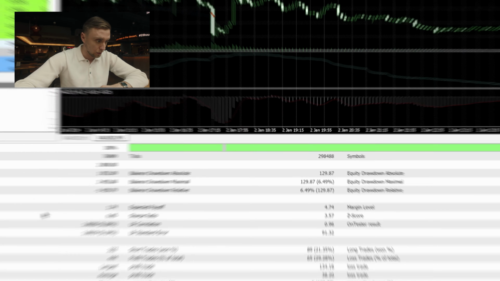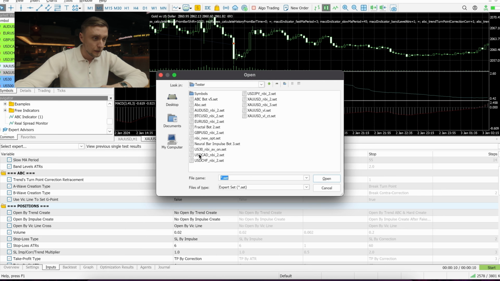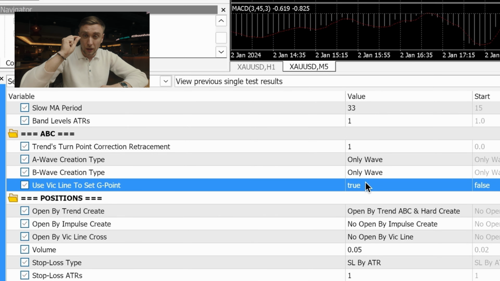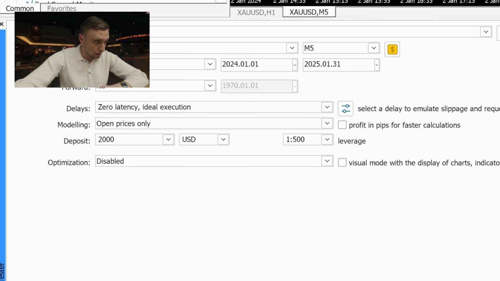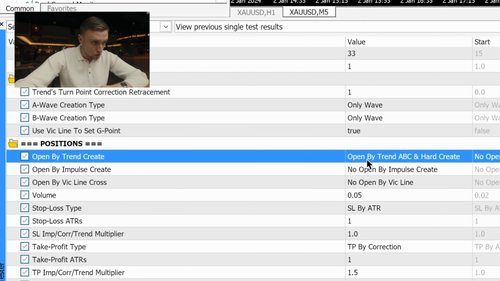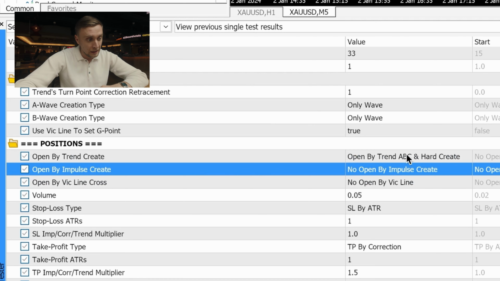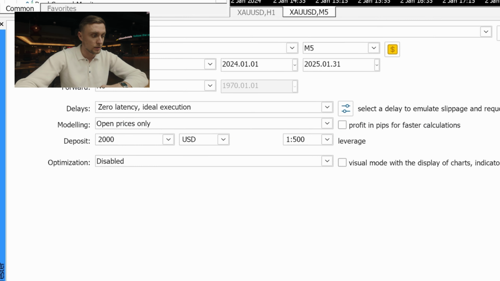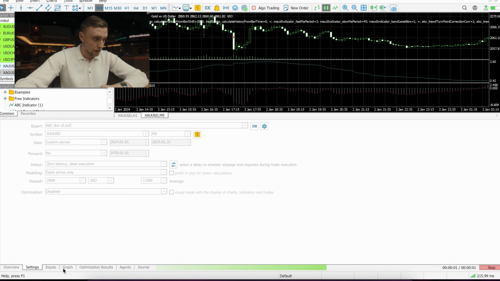Even here, for example, if we go to another part of the bot, we are going to upload other settings. You see, use Weak Line to set the G point. So the Weak Line we will use as the reversal. It will not show us the opposite trend if we do not cross the G line. Let's go to the inputs, you see. No open by Weak Line, no open by impulse. We will open by creating a new trend, but only if it crosses the G line. So let me show you the example.